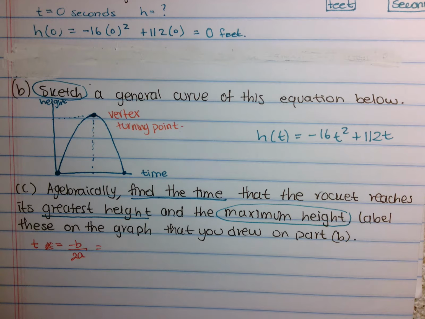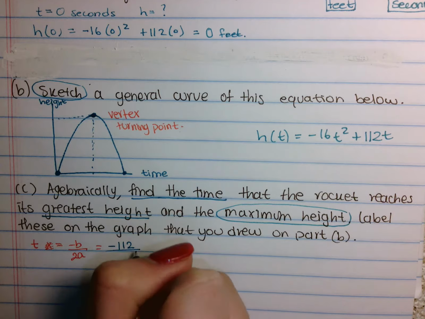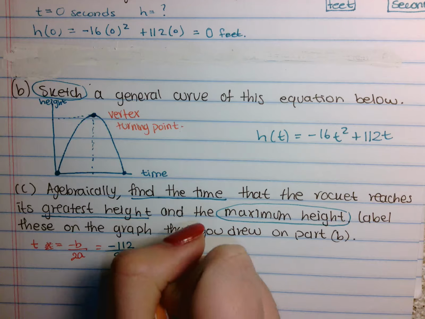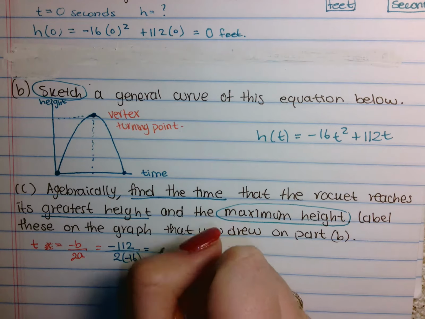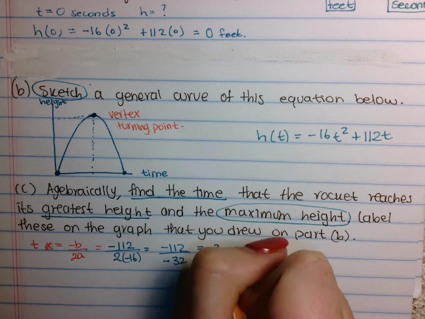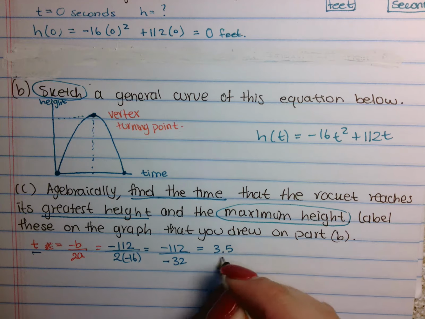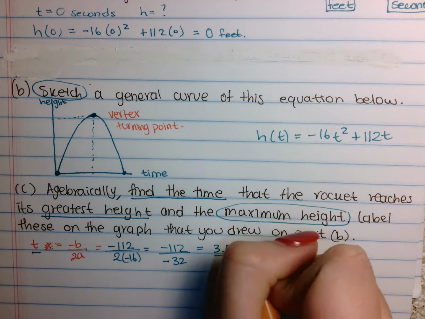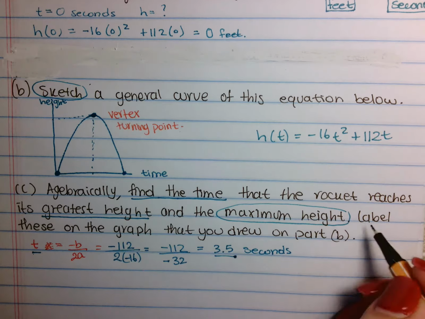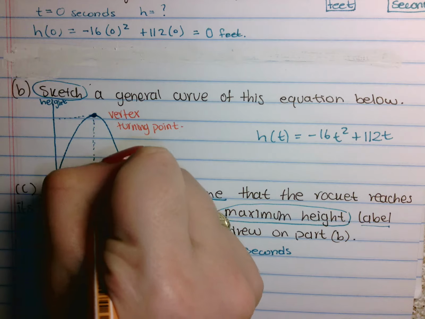Let's plug things in. So our b in this case is 112. So that's negative 112 over 2 times my a, which in this case is negative 16. Actually, that's 112 and that's negative 32. Putting that in the calculator, you get 3.5. Now, you're not done, because this is time. This has a unit. They told you this was in seconds. That was 3.5 seconds. Because they also told you to label it on the graph, we're going to say this time right here is 3.5 seconds.